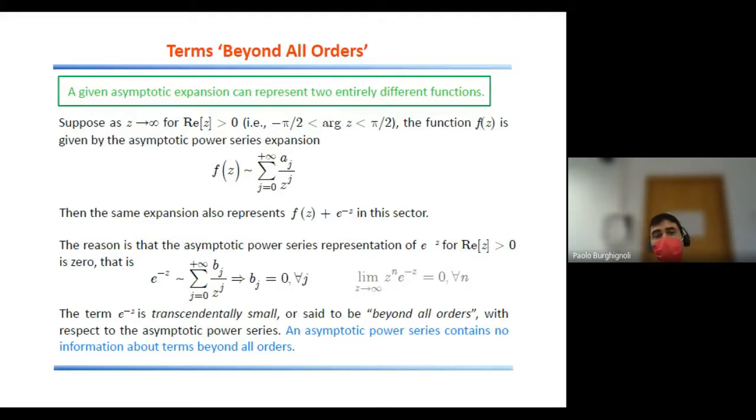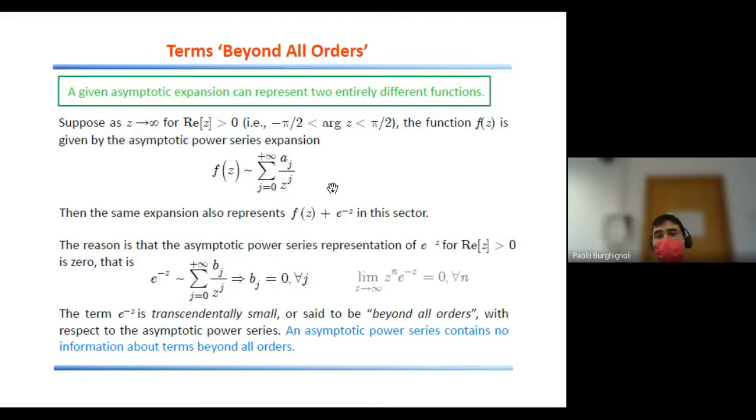Suppose, for example, that we consider z that goes to infinity in the right half plane of the complex z-plane, and that the function f is asymptotically represented in that sector by a certain asymptotic series of inverse powers of z with coefficients a sub j. Now examine the function that you obtain by adding to f the exponential e^(-z).